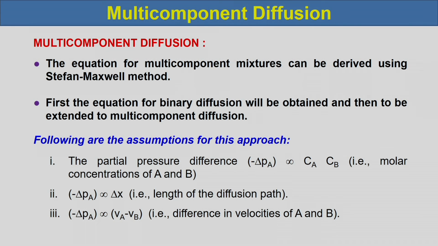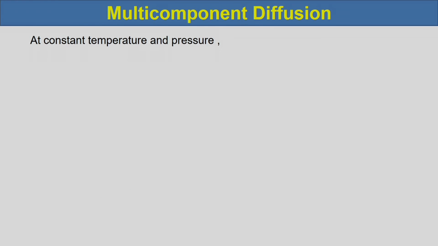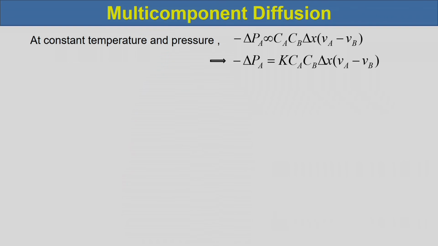So, from these assumptions we can write, at constant temperature and pressure, minus delta Pa is proportional to Ca into Cb into delta x into Va minus Vb. Now, if we equate these with a proportionality constant k, we can write minus delta Pa would be equal to k into Ca into Cb into delta x into Va minus Vb. Here this k is the proportionality constant.